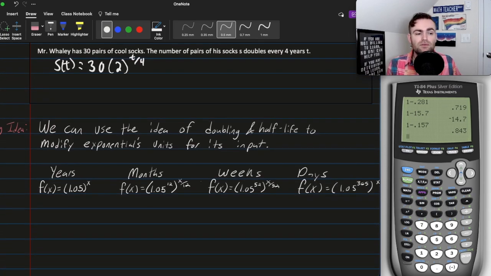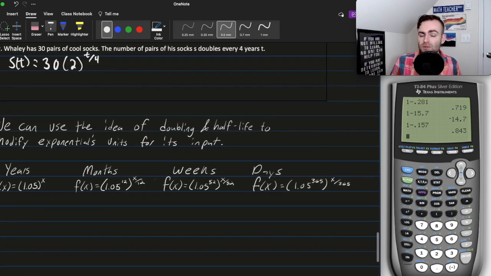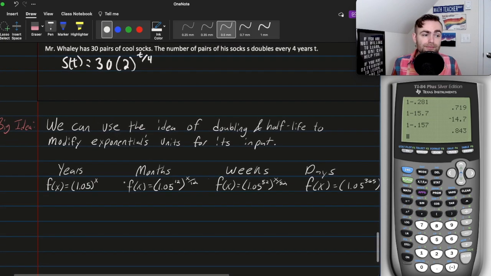So if I have an exponential function that grows 5% per year, well, I can model that in months by raising the base to the power of 12 and then dividing the power by 12. Because those would cancel out because of the power properties of exponents. But that would be how I'd represent it in months. Weeks, I would do 52. Days, I could do 365, and I can modify my exponentials to have different units by doing a unit conversion. And I think that's really cool.